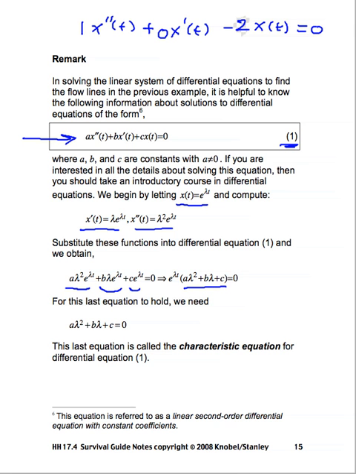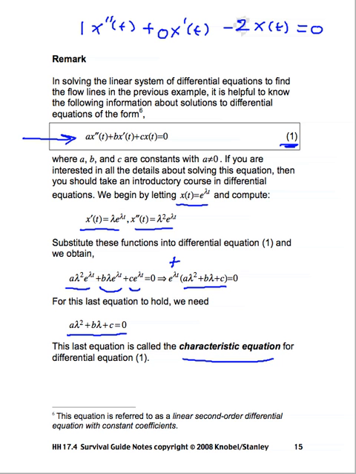And since e to the lambda t is always positive, the only way that this product can be equal to 0 is for lambda squared plus b times lambda plus c equals 0. And this last equation is called the characteristic equation, and its solutions via the quadratic formula are exactly the solutions that are needed to be able to write the general solution to equation number 1.